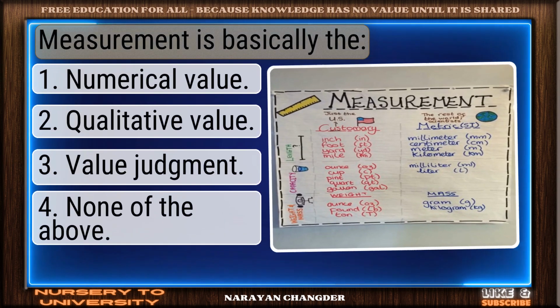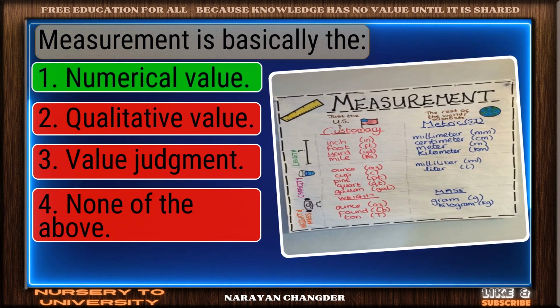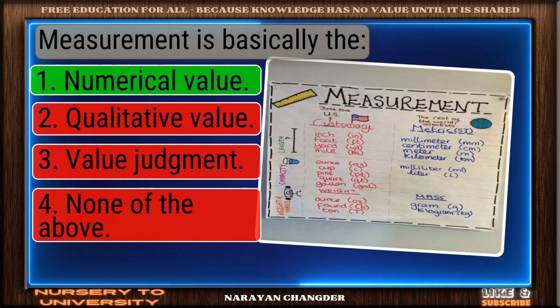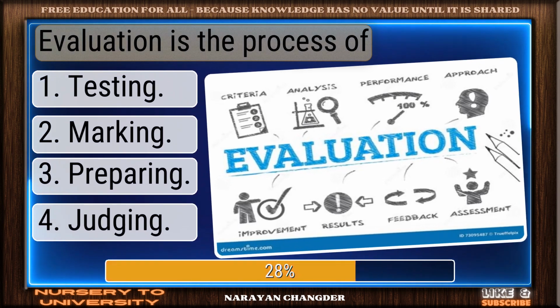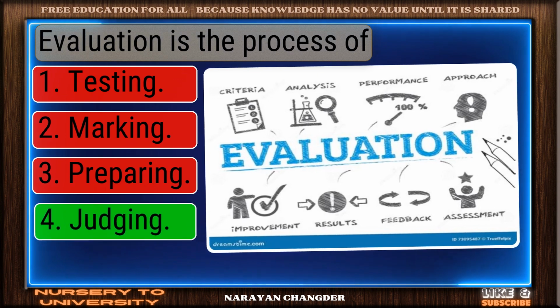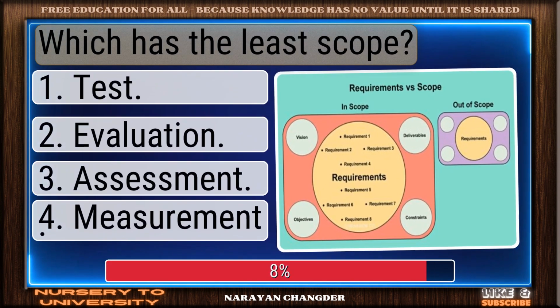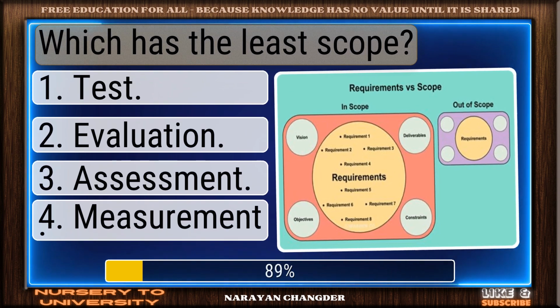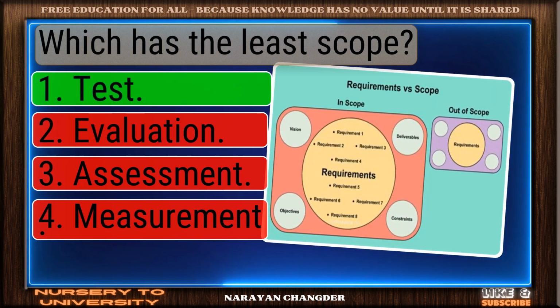Measurement is basically the. Solid response. Numerical value is a valid choice. Evaluation is the process of. Correct. Judging is the right answer. Which has the least scope? Perfect. Test is the correct choice.